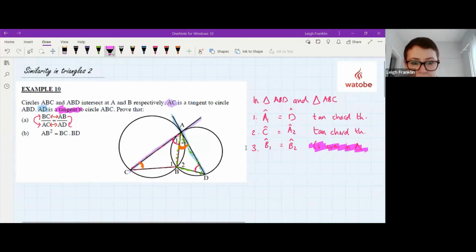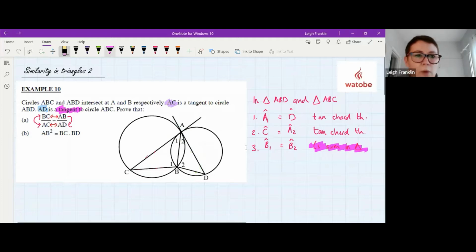Okay, now hang on a second. I've just been asked a question. Can you explain it again? I'm lost on how we found that angle A1 equals angle D. It's very difficult to see. Perhaps what I need to do, Kanyesile, is get rid of the highlighting and just show you again. Let me just get rid of all of that.